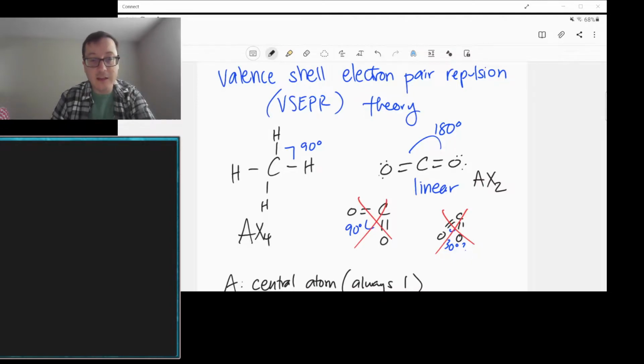Methane, on the other hand, we see here we have 4 outer atoms, and no lone pairs on carbon, and so we will call this under the category of AX4.